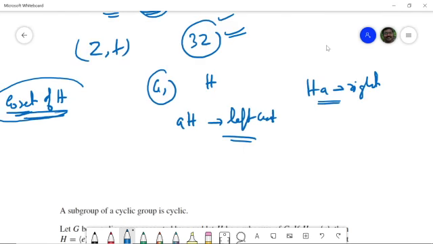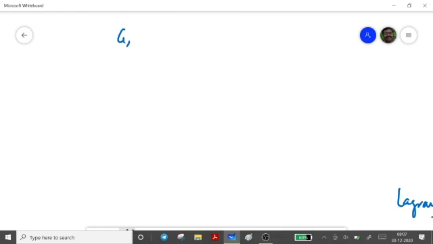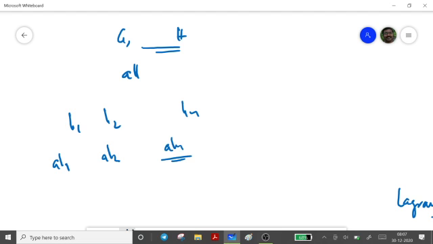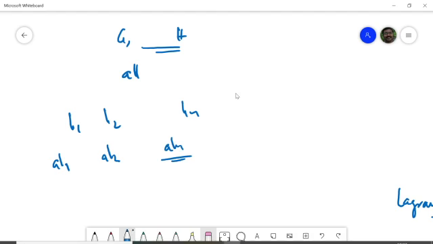So what do we mean by aH? We have a group G, and we have a subgroup H of that. You take the elements of H and multiply each with a. Suppose the elements of H are h1, h2, up to hn. Then aH is nothing but ah1, ah2, up to ahn, where the multiplication is the operation on G. These are called the cosets of H.